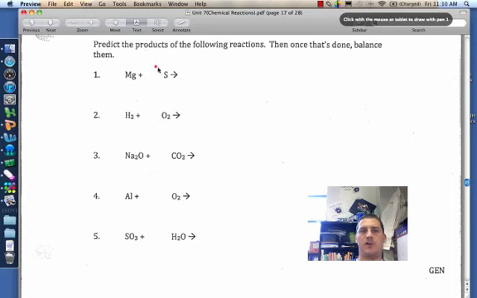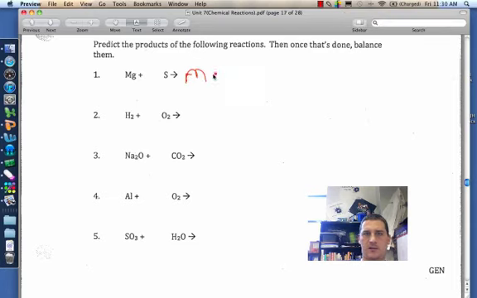So on our first one, we have Mg plus S. Well, on the examples I give you in your packet, I give you the first example as being a magnesium oxide. Well, since sulfur and oxygen are in the same family, they're going to react the same way. So Mg plus S is going to give us magnesium sulfide. Once we do that, we've got to balance them. Well, this one's already balanced because we have an Mg and then we have an S, so it's already balanced.